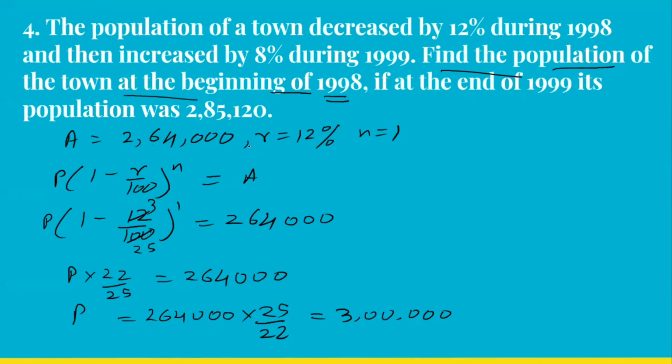Got it? So it was easy. Initially there was depreciation, and then there was an increase. So we first found the population from the end of 1999, which was given. We found P, which was 2,64,000, the population in the beginning of 1999, which becomes the population at the end of 1998. And then we take the population in the beginning of 1998 as P, and this is how we get 3 lakh. Got it? Let's move on to the next question.